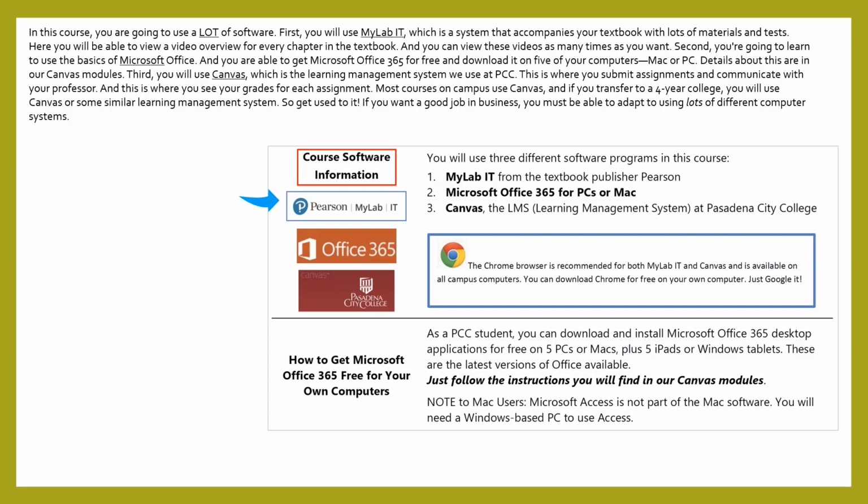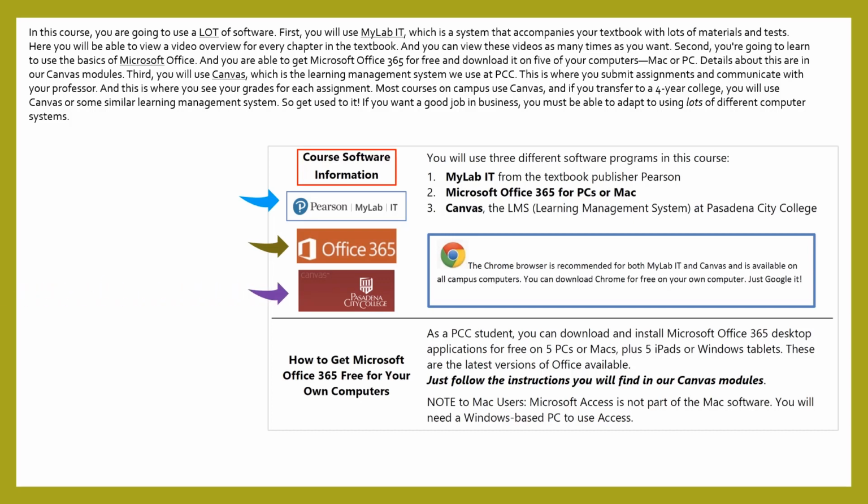Second, you're going to learn to use the basics of Microsoft Office, and you are able to get Microsoft Office 365 for free and download it on 5 of your computers, Mac or PC. Details about this are in our Canvas modules.